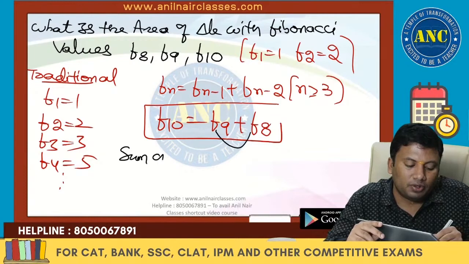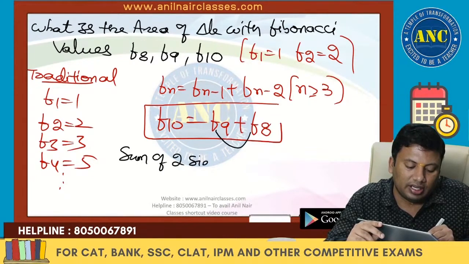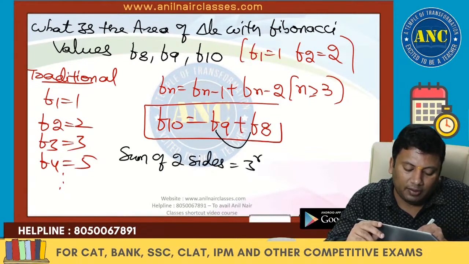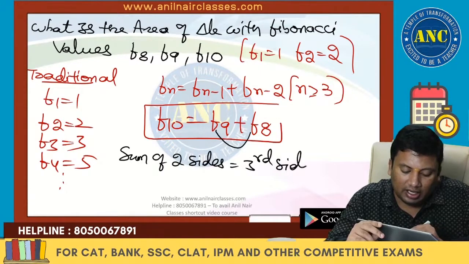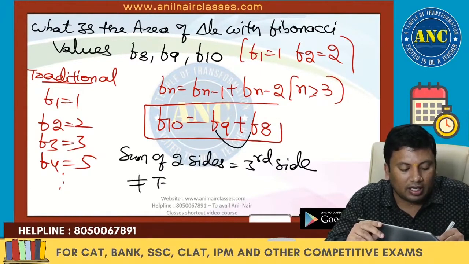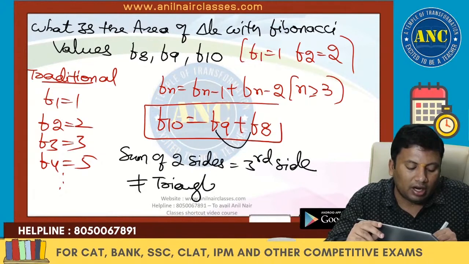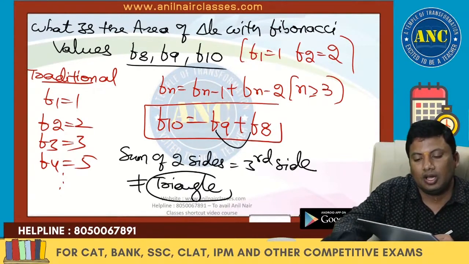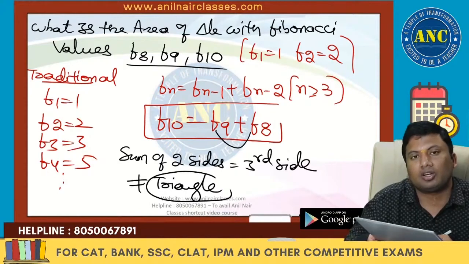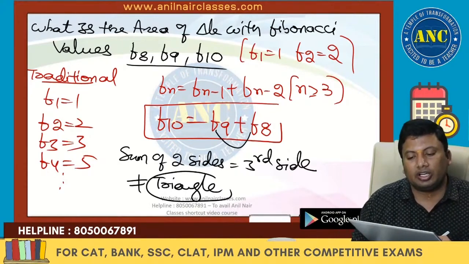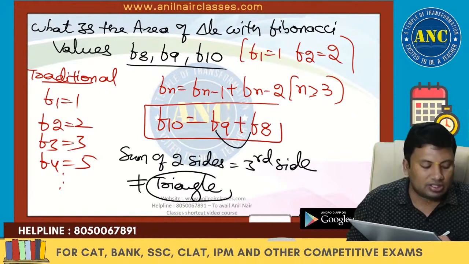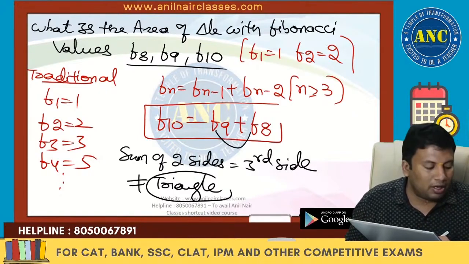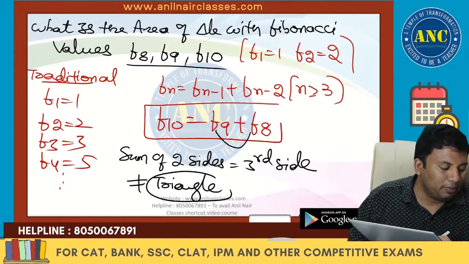If the sum of two sides is equivalent to the third side, how can the triangle be formed? Are you all with me? The triangle cannot be formed. You cannot have a triangle with 3 consecutive Fibonacci values. Please write it down, sir. A triangle cannot be formed with 3 consecutive Fibonacci values.